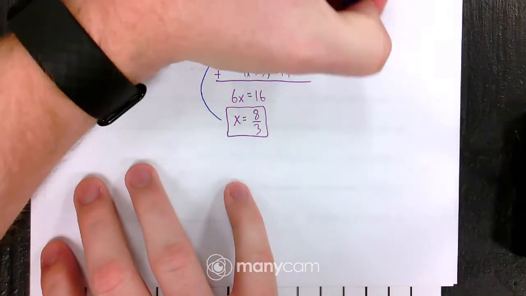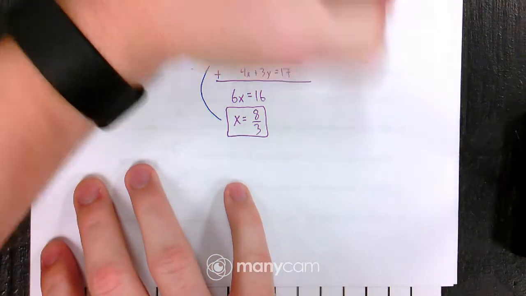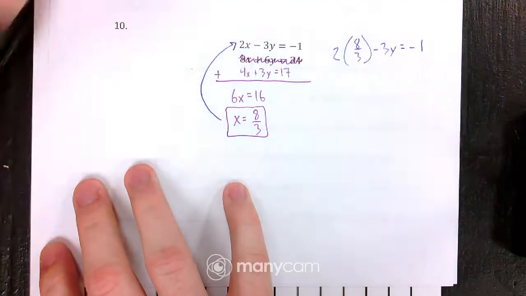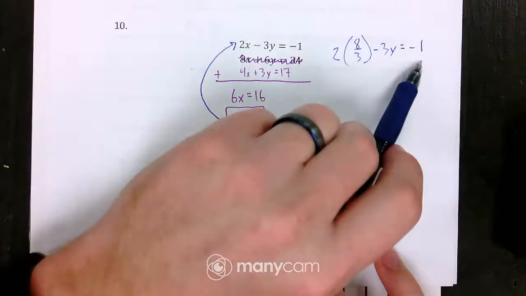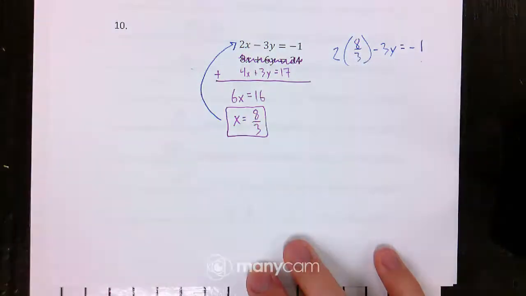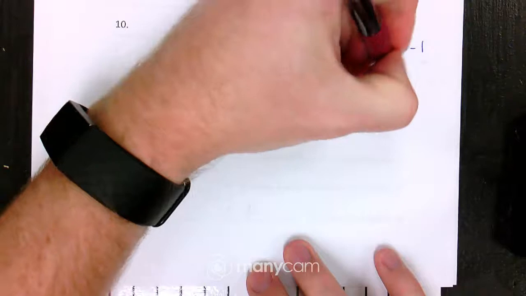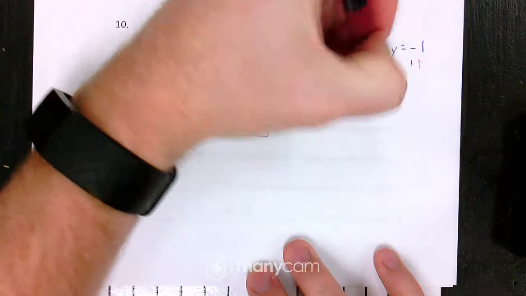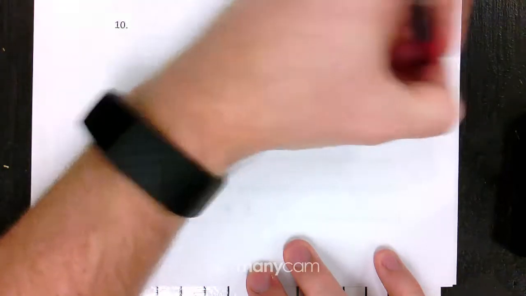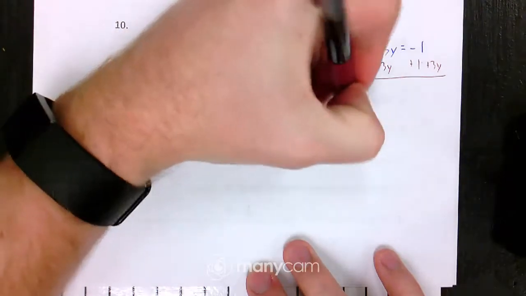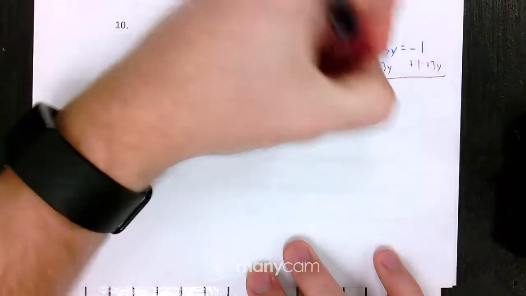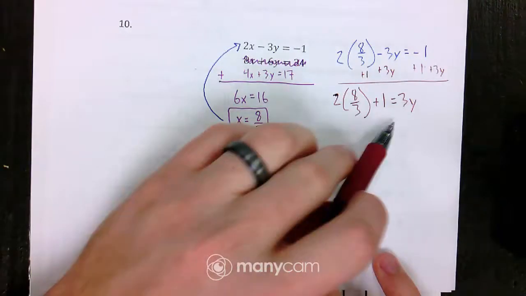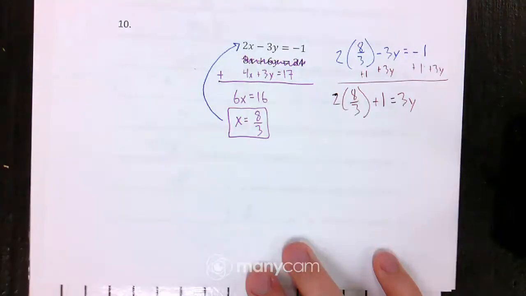So it's 2 times 8 over 3 minus 3y equals negative 1. So what I'm going to do really quickly is take this, put it over here, and take this, put it over here. Okay, so I'm going to add 3y to both sides, and add 1 to both sides. Okay? Watch. That gives me 2 times 8 over 3 plus 1 equals 3y. So now I have all my numbers over here. Okay, now I'm going to simplify that.